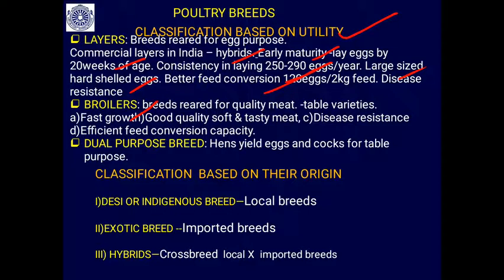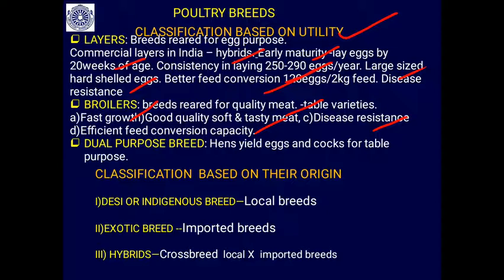Then the broilers. These breeds are reared for quality meat, or table varieties. Here the cocks are important. There will be fast growth, good quality, soft, tasty meat, and they are disease resistant, and there is also efficient feed conversion efficiency. These are the desirable qualities in the broiler breed.